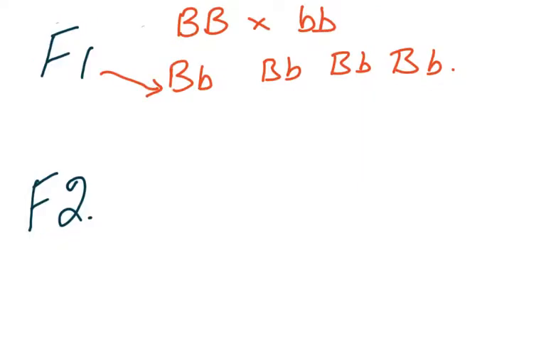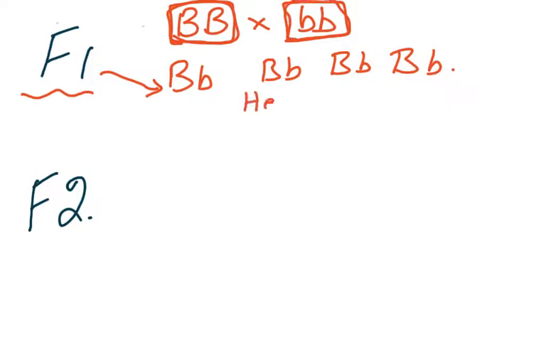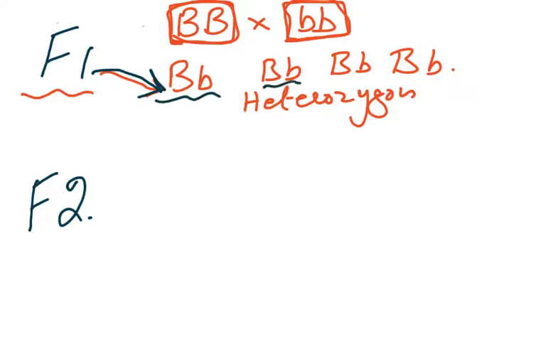Now let's look at what the F1 generation is. The F1 generation is when you cross homozygous dominant rabbits with homozygous recessive rabbits. This one is homozygous dominant, this one is homozygous recessive. Now all the offspring are heterozygous. So this heterozygous offspring is the F1 generation.